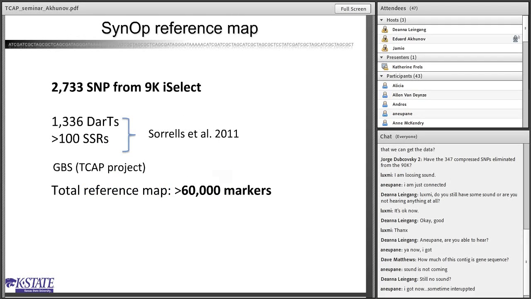Then this reference map is currently being extended. We are trying to develop within TCAP a synthetic Apata reference map, which would integrate 2,700 mapped SNPs from the 9K iSelect assay, and then include DArT markers, SSR markers, and the GBS tags generated for the synthetic Apata mapping population. Currently in total this reference map includes more than 60,000 markers, SNP, SSR and DArT markers.